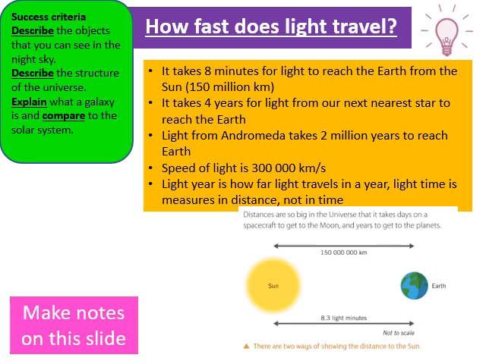Okay, so this slide gives us a little bit more information about how fast light travels, how long it would take light, okay, to reach the Earth from the Sun, and a little bit of information about our nearest stars and galaxies. I'd like you to make sure that you've made some notes from this slide, because you're going to use the information in a little while.